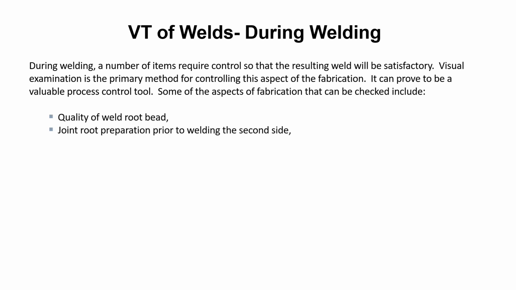So some of the things that can be checked are the quality of the weld root bead, the first pass we put in there, the root pass. Joint preparation prior to the welding of the second side. So if we've got a weld where we're going to weld it from one side and then back gouge it from the other, we probably want to make sure that if we're coming in from the back side, we take a look at the weld prep prior to welding that back side up.